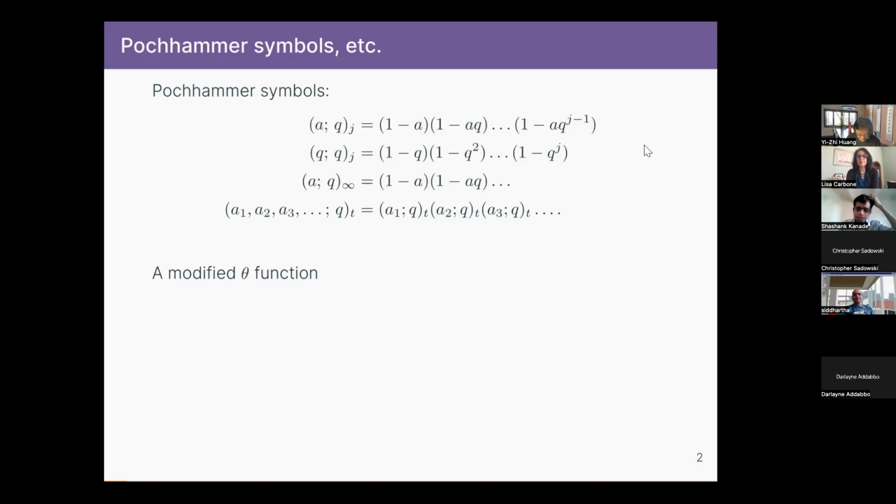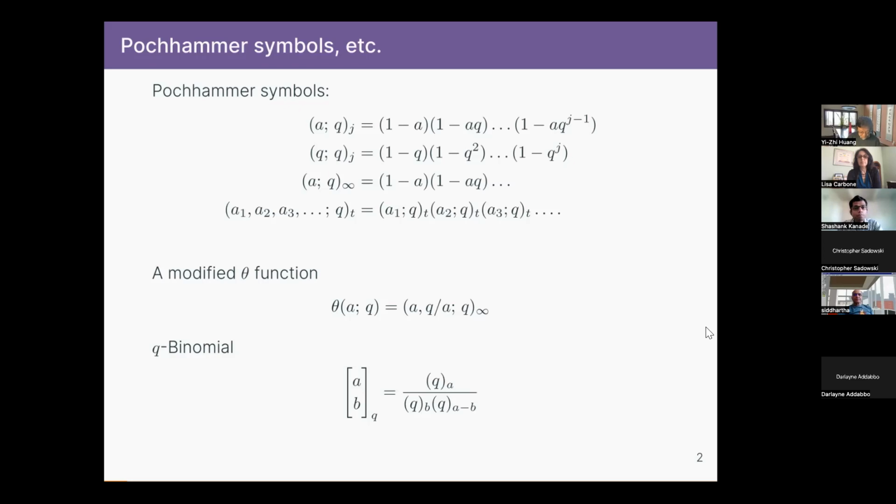I'll need another notation which is convenient. This is called the modified theta function. So you often need these symmetric products where if you have A, then you also have Q divided by A, and that's this notation. And I'll also need Q binomials at some point.